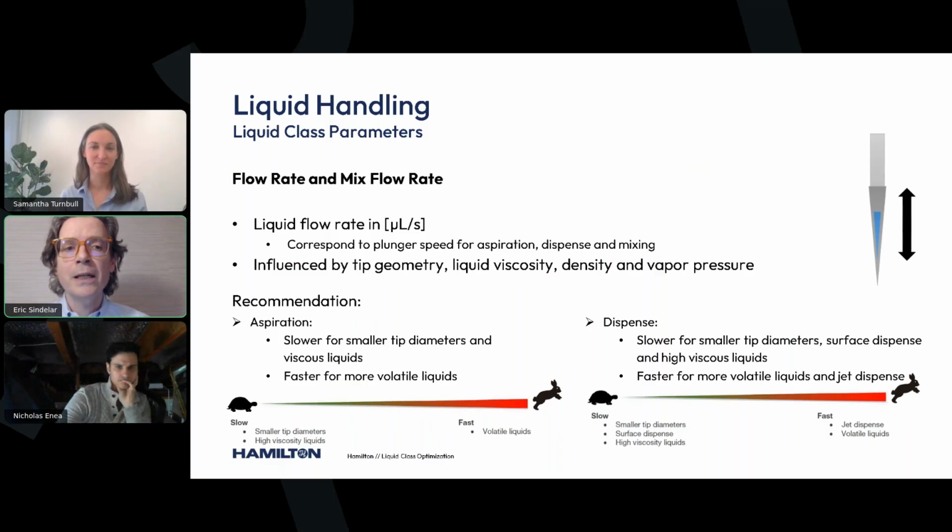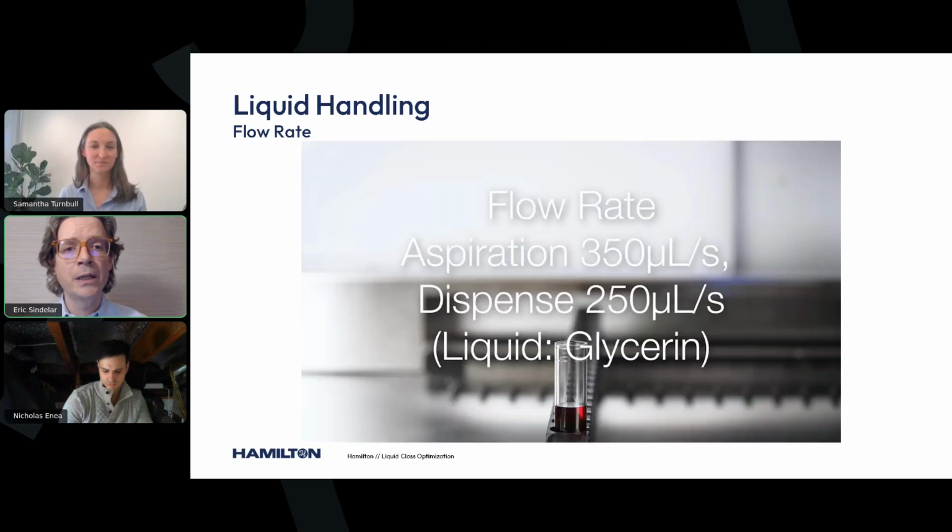The flow rate actually corresponds to plunger speed for aspirating, dispensing, and mixing in microliters per second, and is greatly influenced by tip geometry, viscosity of the liquid, density, and vapor pressure. Pretty predictably, a slower flow rate would be more applicable to tips with smaller diameters, as well as more viscous solutions, whereas with more volatile liquids, you would want to pipette faster. So I have a couple examples here.